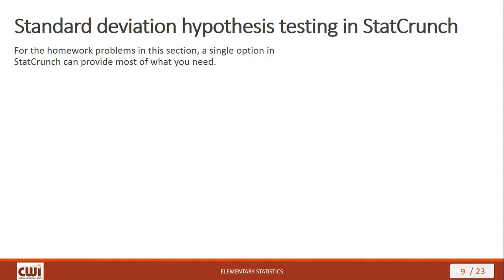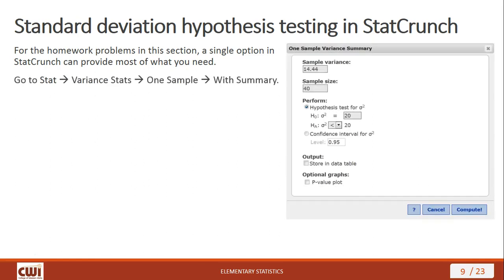Let's take a look at some of the things that we need to be aware of when we're actually performing hypothesis testing on standard deviations in StatCrunch. For most of the problems that you're going to be assigned, there's really a single option in StatCrunch that will get you most of what you need. So go to Stat, Variance, One Sample with Summary. Of course, if you get a problem that has a data set that you can download into StatCrunch, then you're going to select with data instead of with summary. But for the most part, you're just going to be given a sample standard deviation and asked to do hypothesis testing on the population standard deviation.